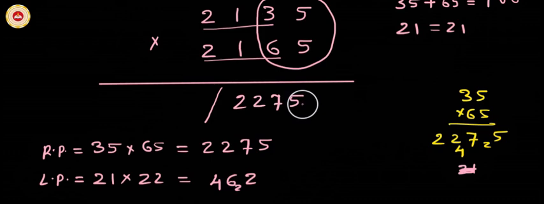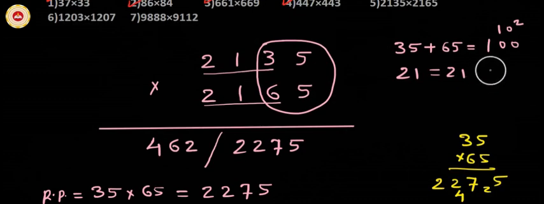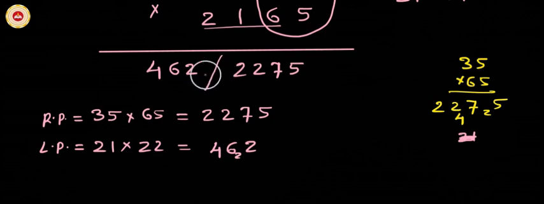2275 is right part and 462 is left part. Now friends, count the number of zeros in the sum. There are 2 zeros. It means that we need to have 4 digits in right part, which we already have. So no need to make any changes here. So let us remove a slash and write final answer.